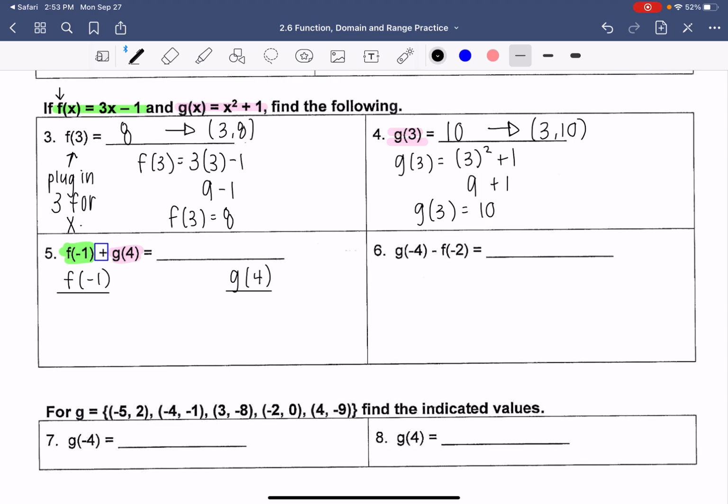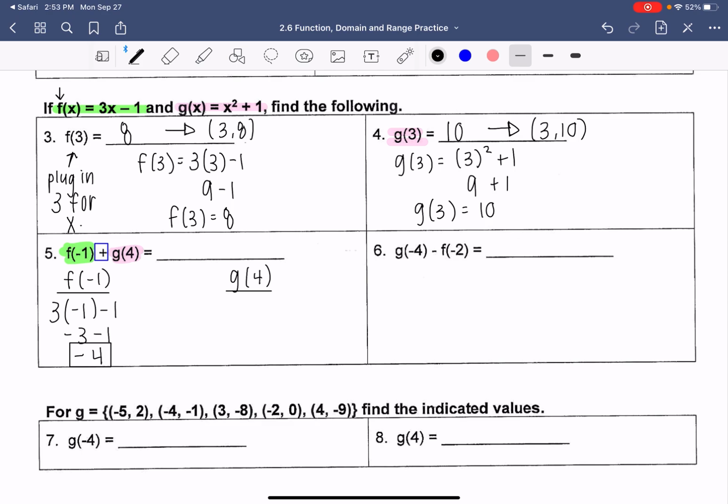So f of negative 1, I'm going to take my f function, which is 3x minus 1, and I'm going to plug in a negative 1 instead. So 3 times negative 1 will get us a negative 3. Negative 3 minus 1 will get us a negative 4. So our first answer of our function is negative 4.